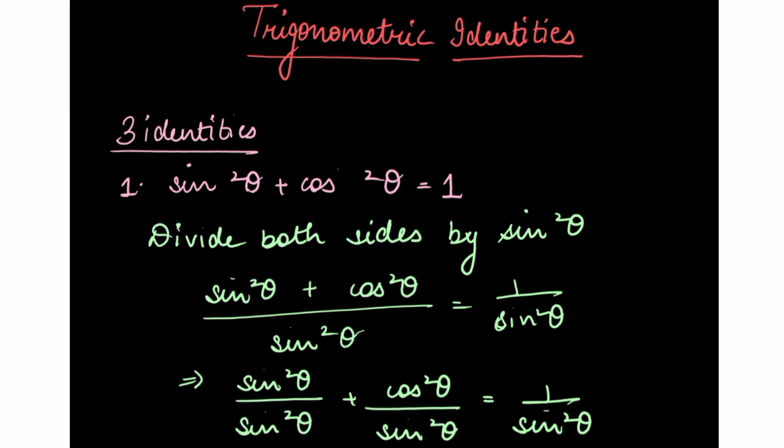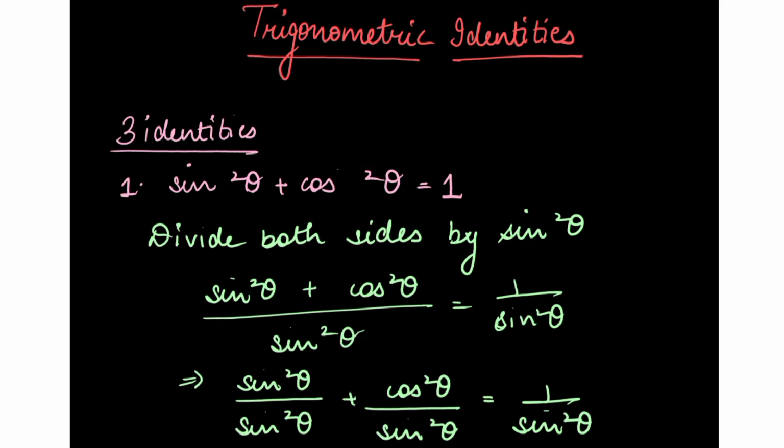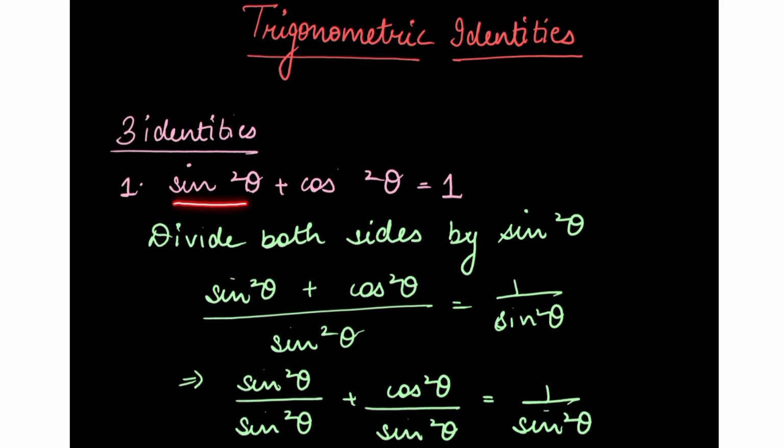Trigonometric identities. There are three trigonometric identities basically. So the first one is sine square theta plus cos square theta is equal to 1. This is the first trigonometric identity and the most basic one. This you can prove also very easily.